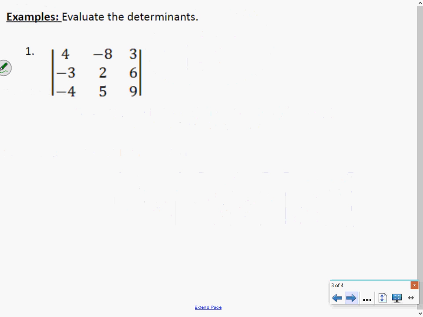I've got my 3 by 3 matrix. I'm taking the determinant. So we're going to start off by doing 4 times the determinant of this stuff here. We're not paying attention to anything in the row or column of that first element. So we're going to do 4 times the determinant of that bottom right-hand corner. The determinant of that would just be 2 times 9, which is 18, minus 6 times 5, which is 30. So we've done the first part.